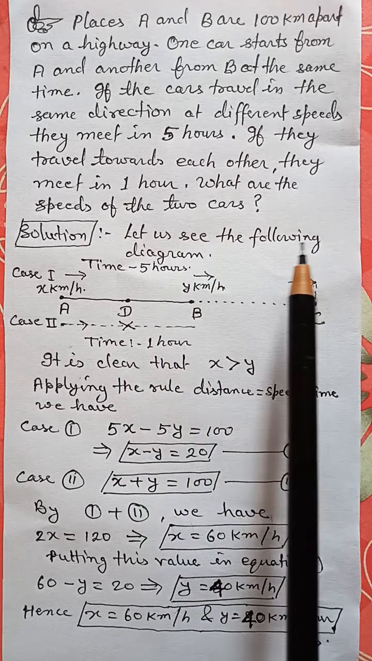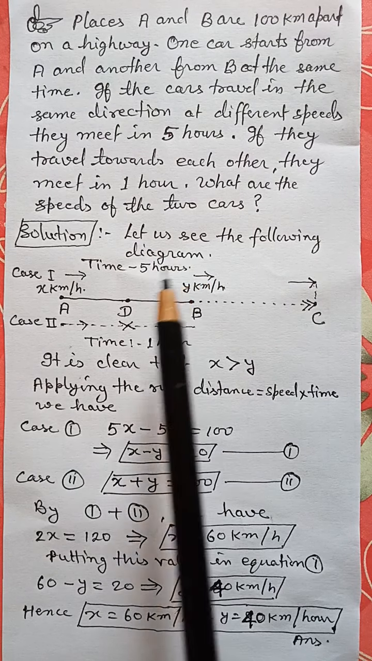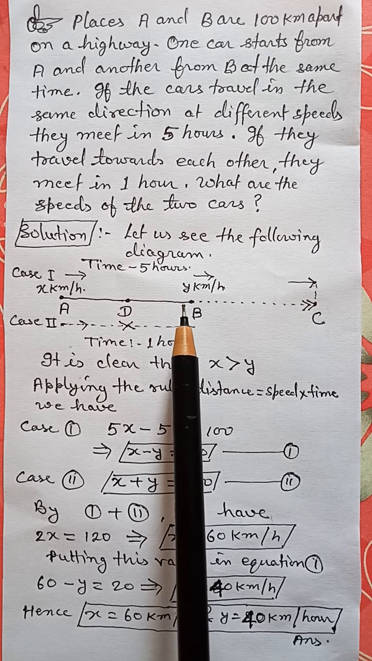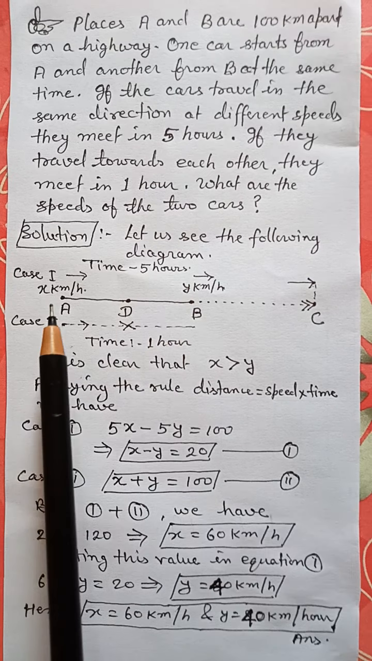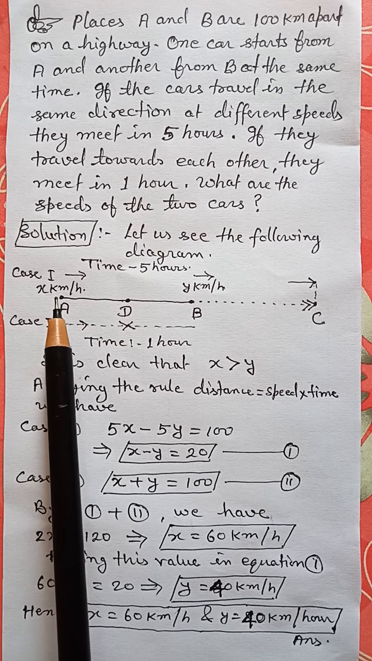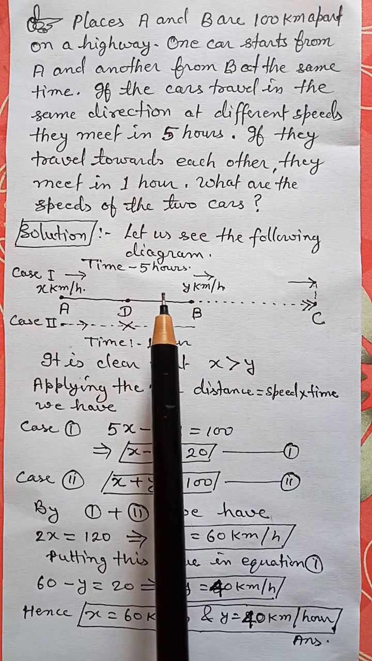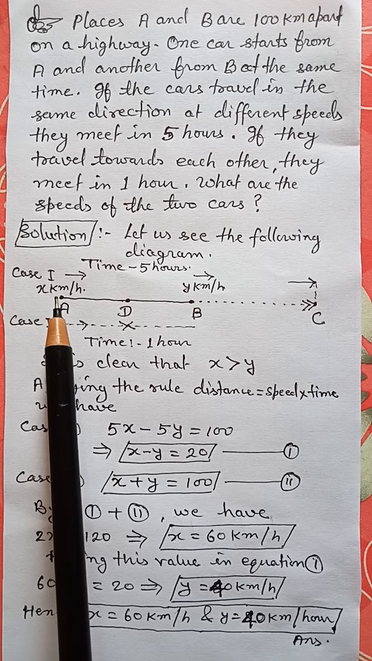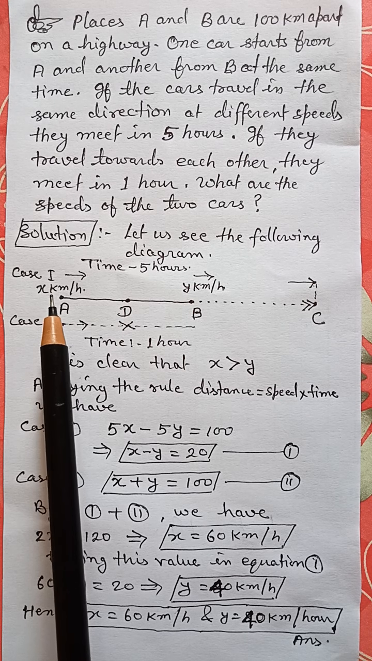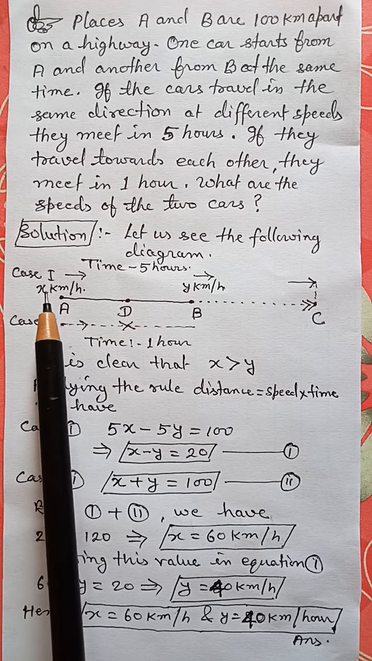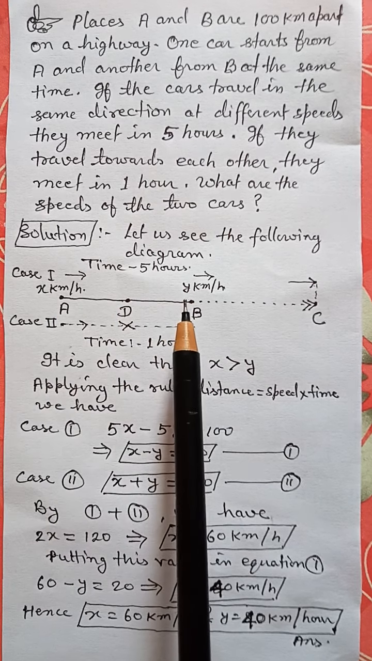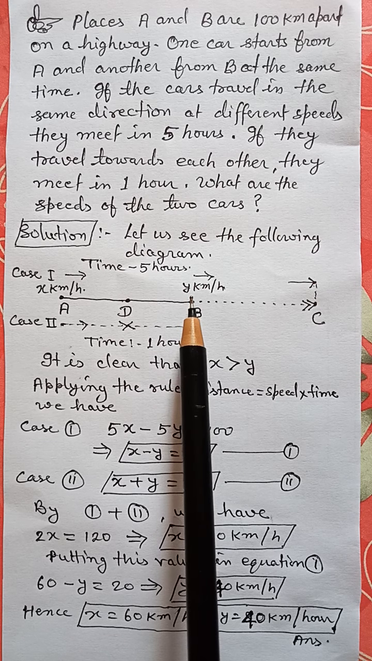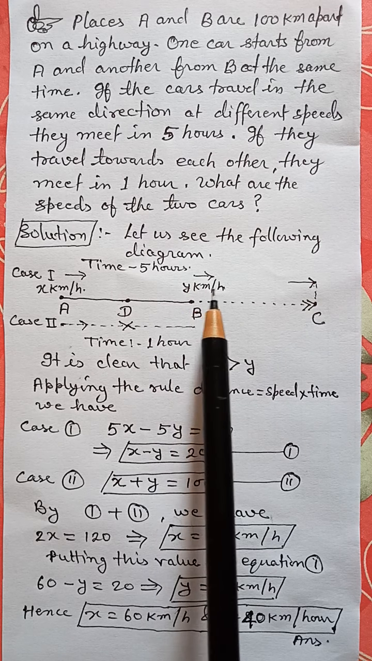Let us see the following diagram. Here is the point A and here is the point B. The two cars start, the first car starts from A and the second car starts from B. The uniform speed of the car at A is x km/h and that of the car at B is y km/h.